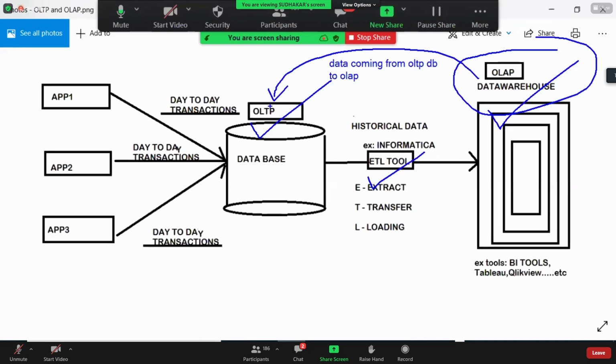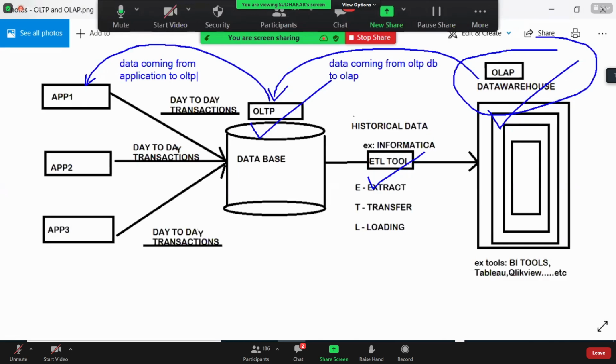Now, where is the OLTP data coming from? Data is coming from applications. Online applications, to which users perform whatever they want. So data comes from applications to the OLTP database. Understanding now? So OLTP data is coming from applications or apps which are used by end users.